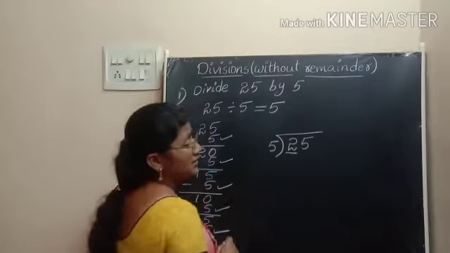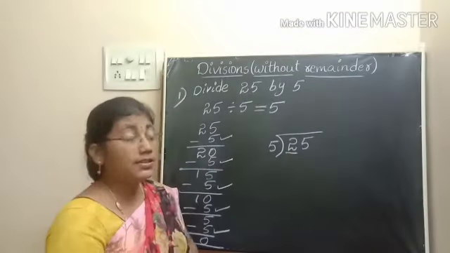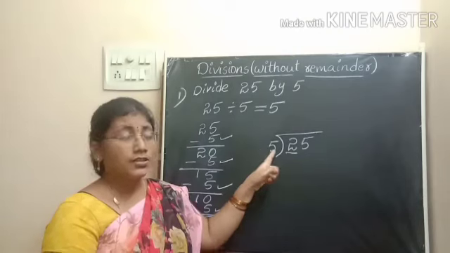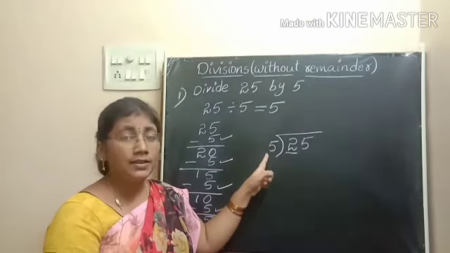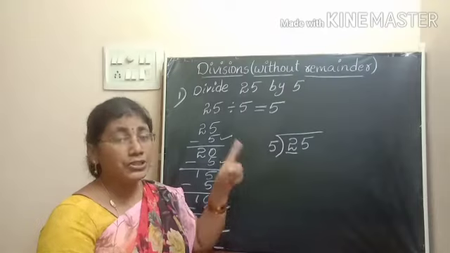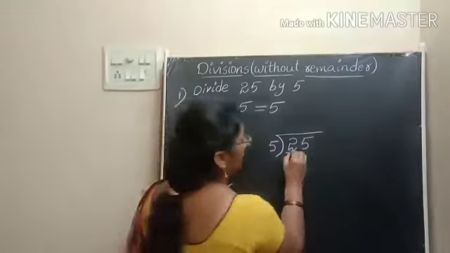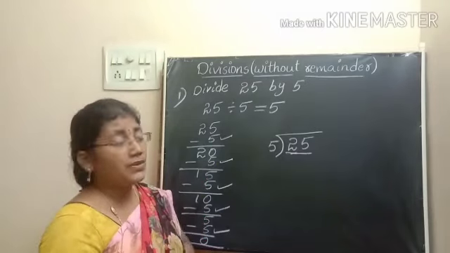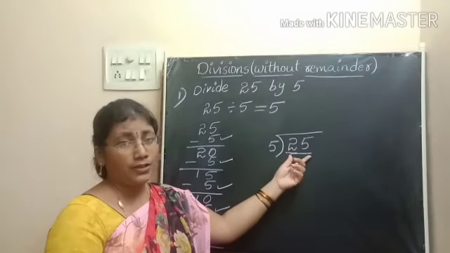Here the left side digit is 2, but this is less than the divisor. The first digit is less than the divisor, so we should take 2 digits at a time. Now the value is 25.